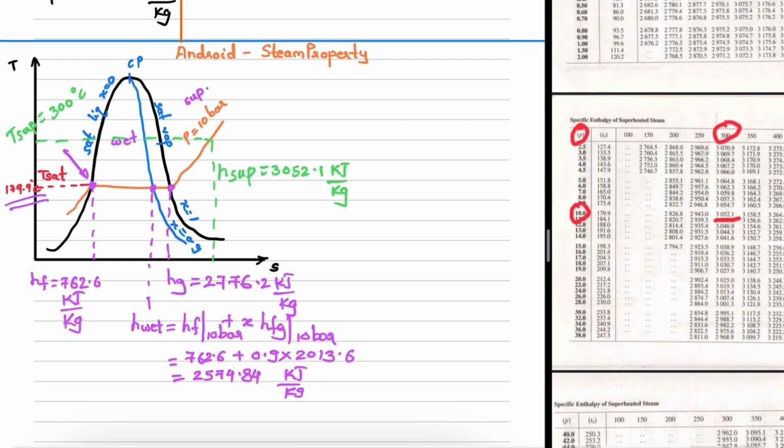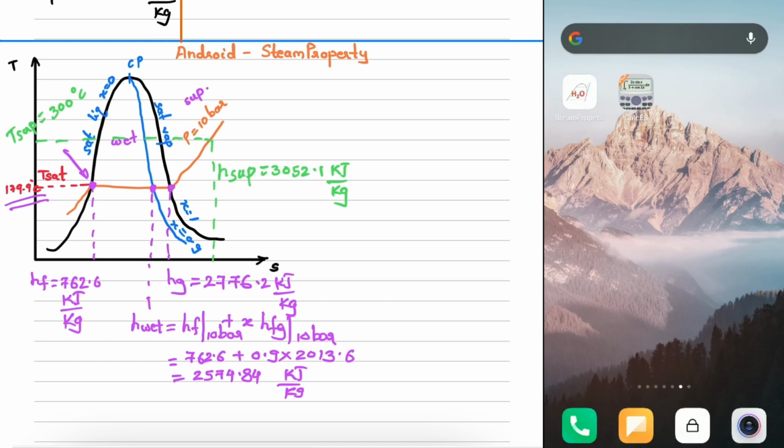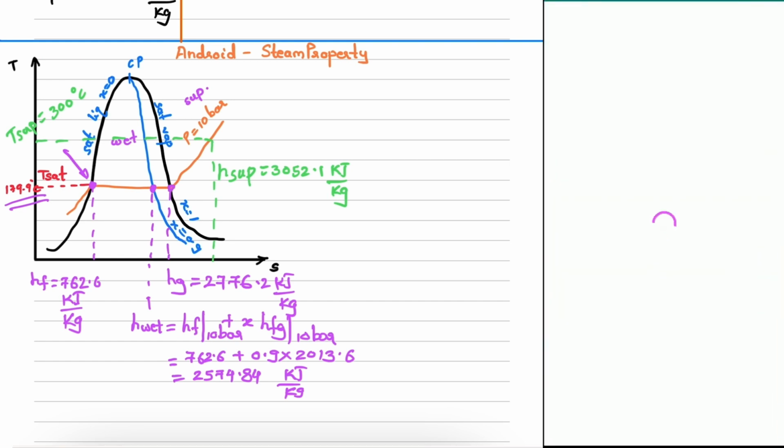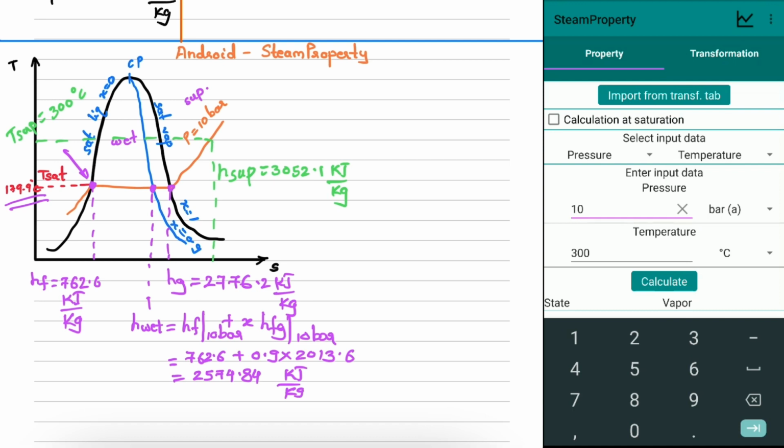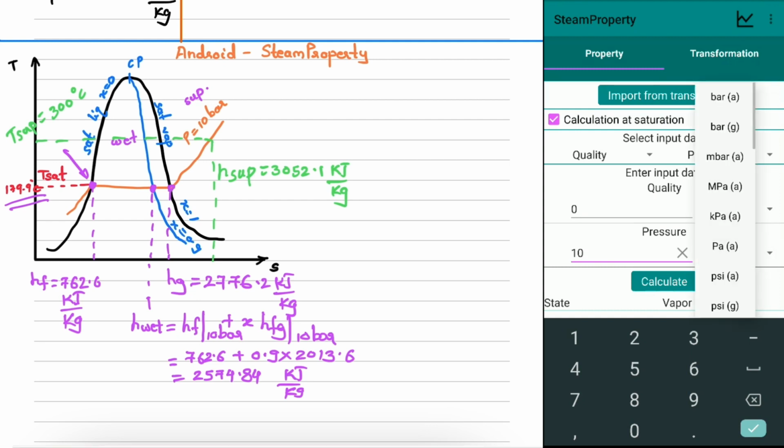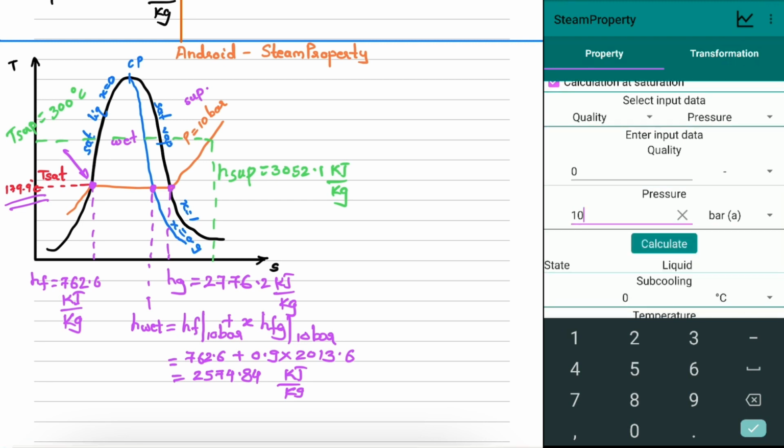After calculating this, now we have to go to the Steam Property application on Android. For this application, first we will calculate at saturation condition. So just click on calculation at saturation. Now here dryness fraction for Hf is 0 and pressure is 10 bar, and here you should note that we have to consider bar absolute. Okay, so enter the pressure in bar absolute unit, and click on calculate.